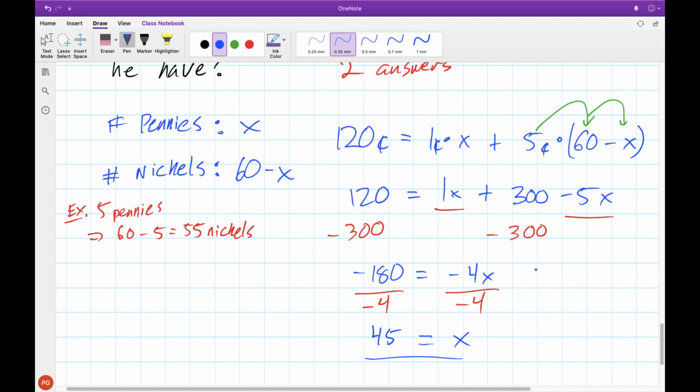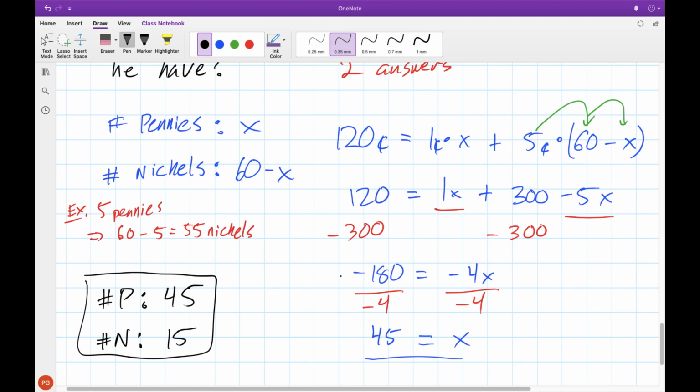Now we've almost got our answer here. Remember that we have two answers. We want to know the number of pennies and the number of nickels. So the number of pennies is equal to x, which is 45. The number of nickels is the rest out of 60, so 60 minus 45, which is 15.